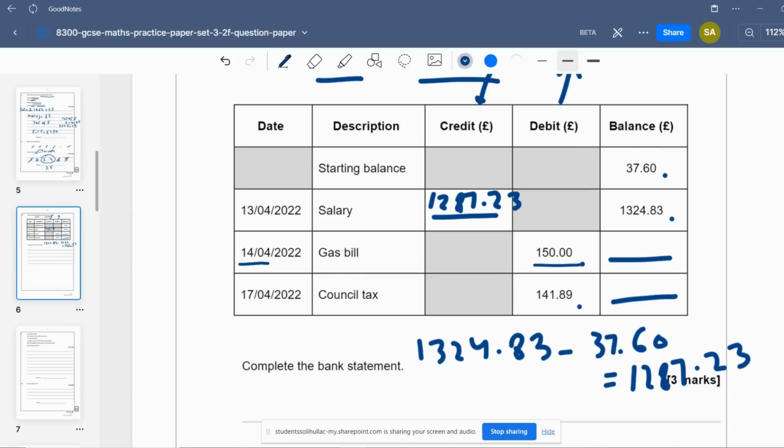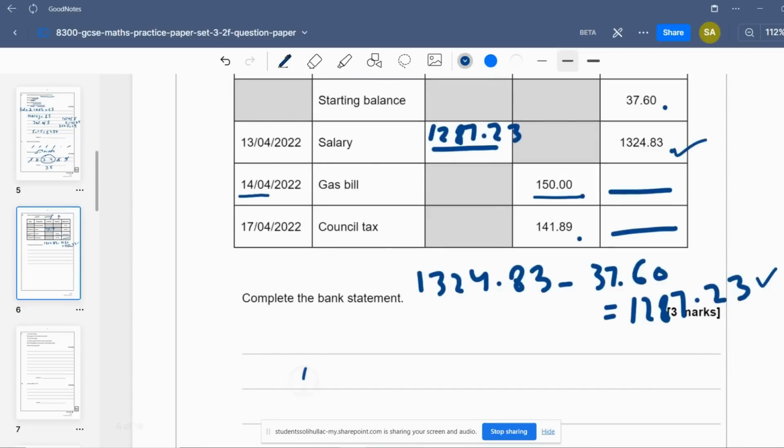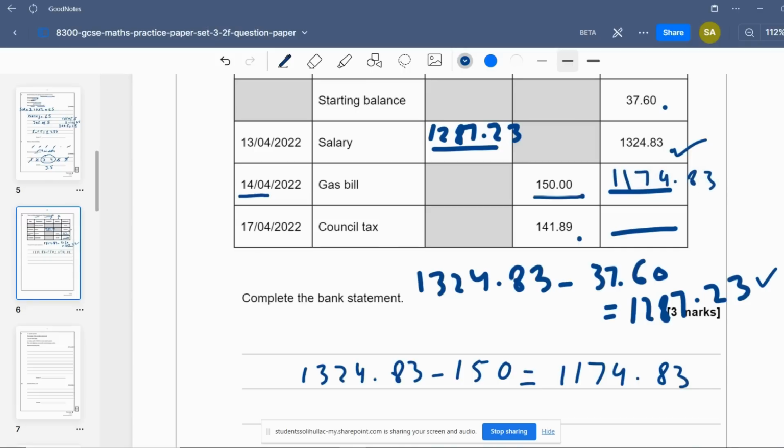Then he paid the gas bill on the 14th of April, which is £150. After paying the gas bill, what is the balance? We take away 150 from 1,324.83. So we do 1,324.83 minus the gas bill of £150, and that gives you 1,174.83. So this will be your balance.